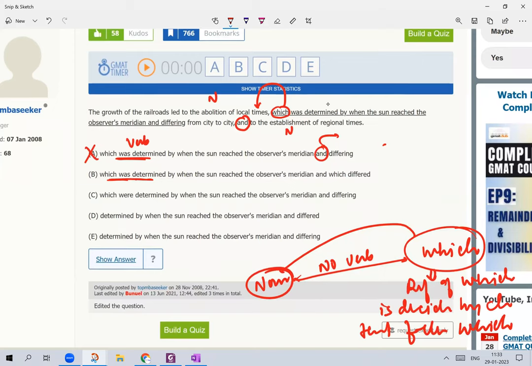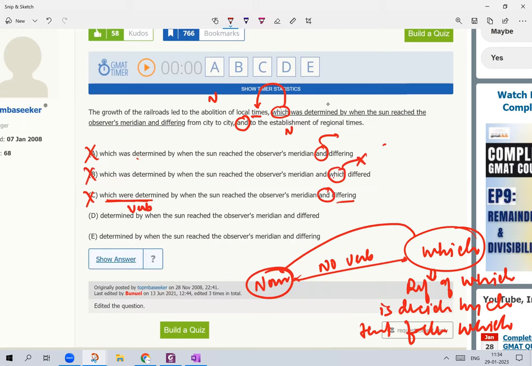So here, which is referring to what? What differed? Actually, it is local time that differed. But between which and this local time, there is "was determined", which is a verb. So the reference of this which is wrong. It's straightforward. Again, "which were determined" is a verb, and "differing" is not a verb. This is not parallel, so this is gone.